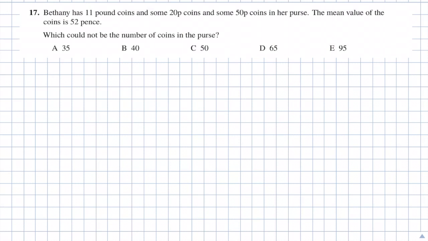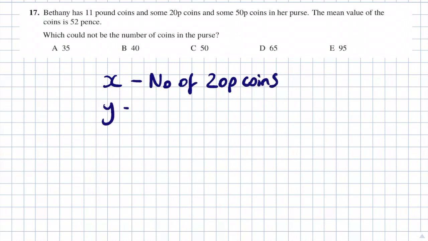So what we can do, let's say X is the number of 20p coins. And then we can say that Y is the number of 50p coins. So we can form an equation by working out what the mean is using the values of X and Y. First we need to make sure whether we're happy with working in pounds or pence. I think I'm going to work in pence. I think it's going to be a bit easier.